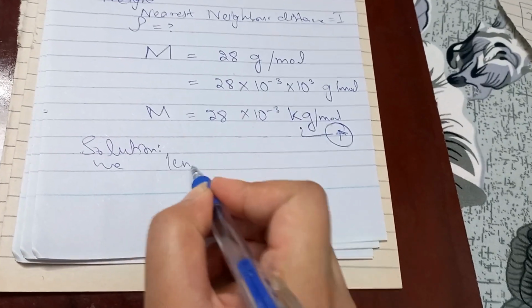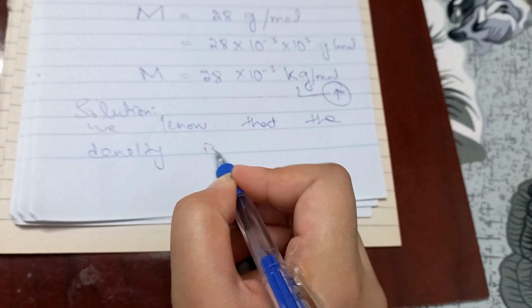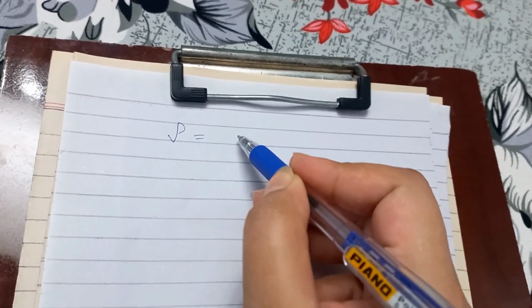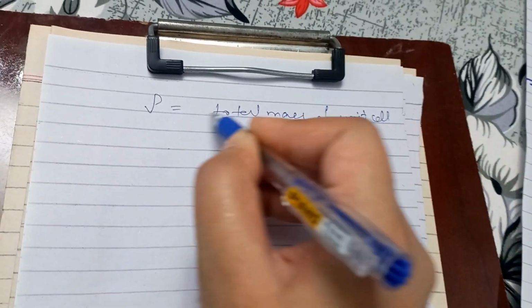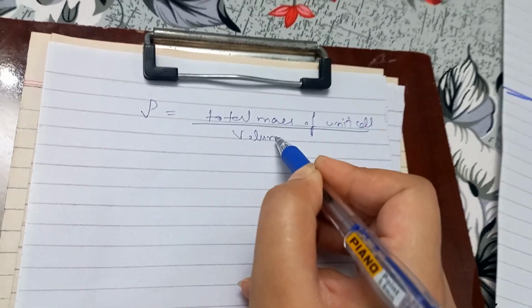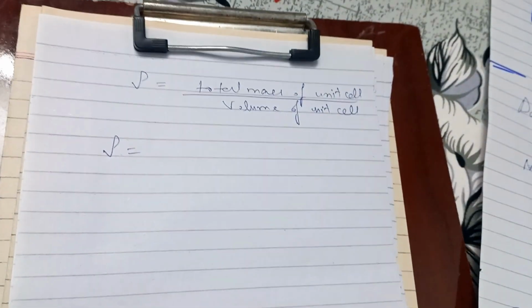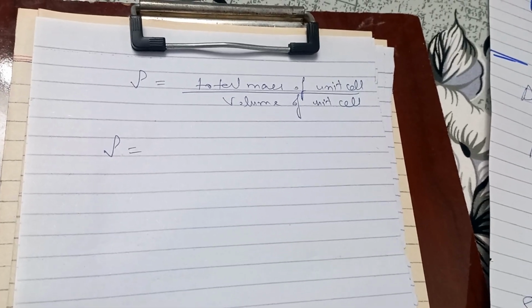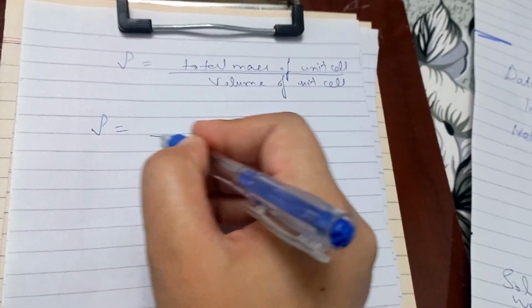We know that the density is given by this formula: total mass of atoms in a unit cell, obviously, divided by the volume of the unit cell. Since diamond has a cubic FCC structure, its volume will be a cube, where a is the lattice parameter, not interatomic spacing or atomic radius. You have to be specific with the words being used.